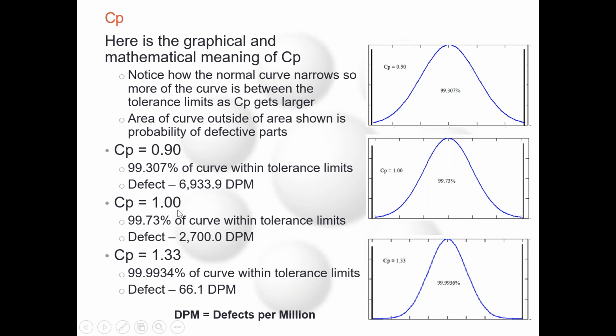When I get up to CP 1.00, these things are really coming down tight, so almost everything I do is in control. And we've fallen from 7,000 defects per million down to 2,700 defects per million. And for people that are trying to meet 1.33, we can see that most of the tail is now here. They're down to 66 defects per million. Meeting 1.33 is quite good. It usually means you don't have to worry too much about there being defects in your product.